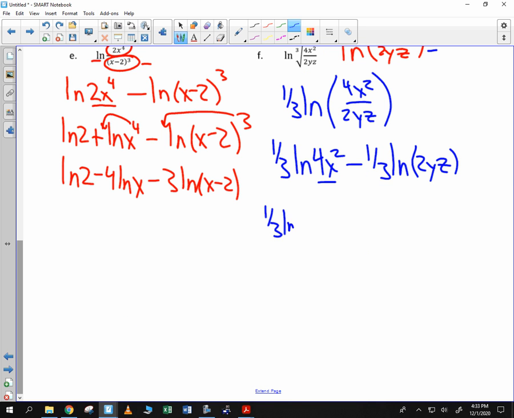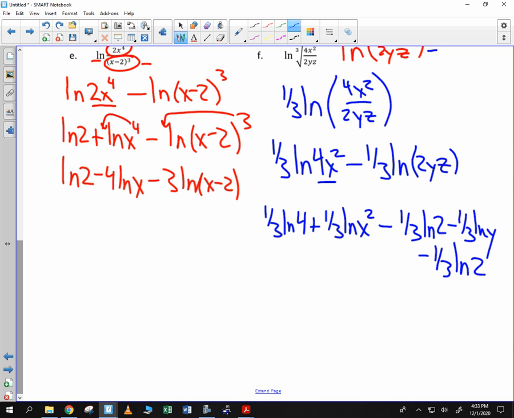1/3 natural log of 4 plus 1/3 natural log of x squared minus 1/3 natural log of 2 minus 1/3 natural log of y minus 1/3 natural log of z. So notice how all those are negative because they were all in the denominator.